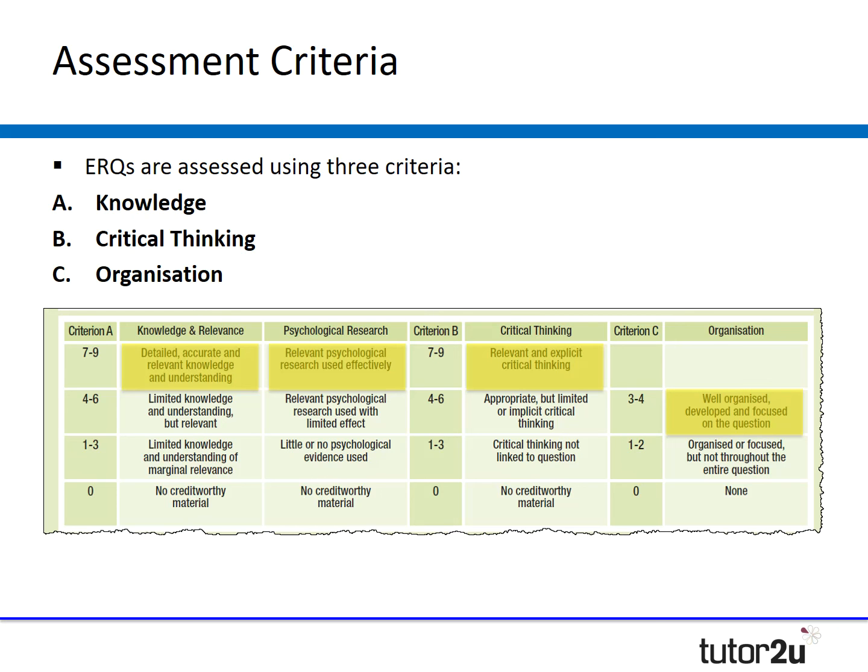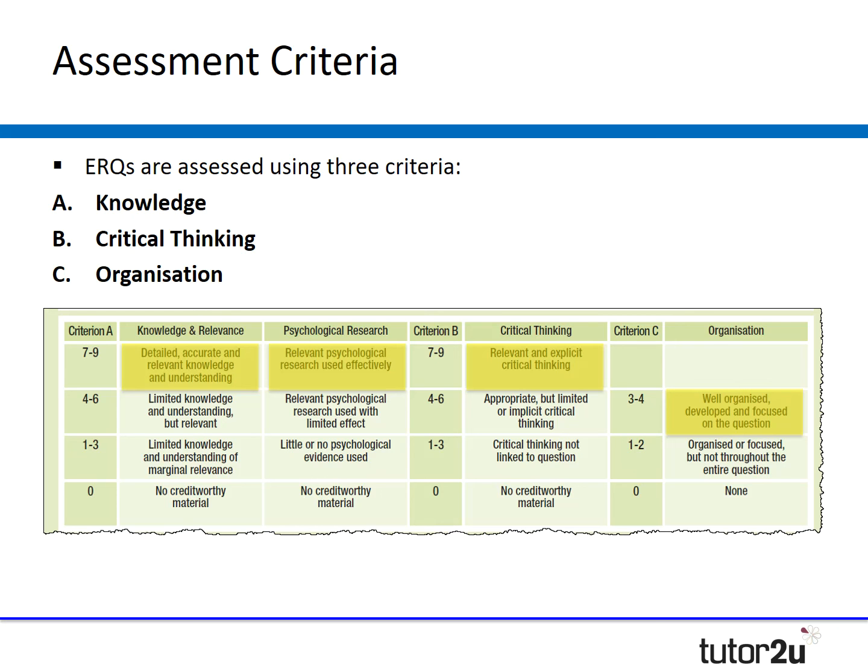If you didn't link it back, let's say, for example, you described Raine and Maguire, but didn't actually explicitly say how and why the study demonstrates a relationship between biology and behaviour, you would have used relevant psychological knowledge, but it would have been with limited effect, and that could pull you down from 7 to 9 to somewhere in 4 to 6. So you can start to see the difference in terms of criterion A between a top mark band answer, 7 to 9, and maybe a 4 to 6 mark band answer.